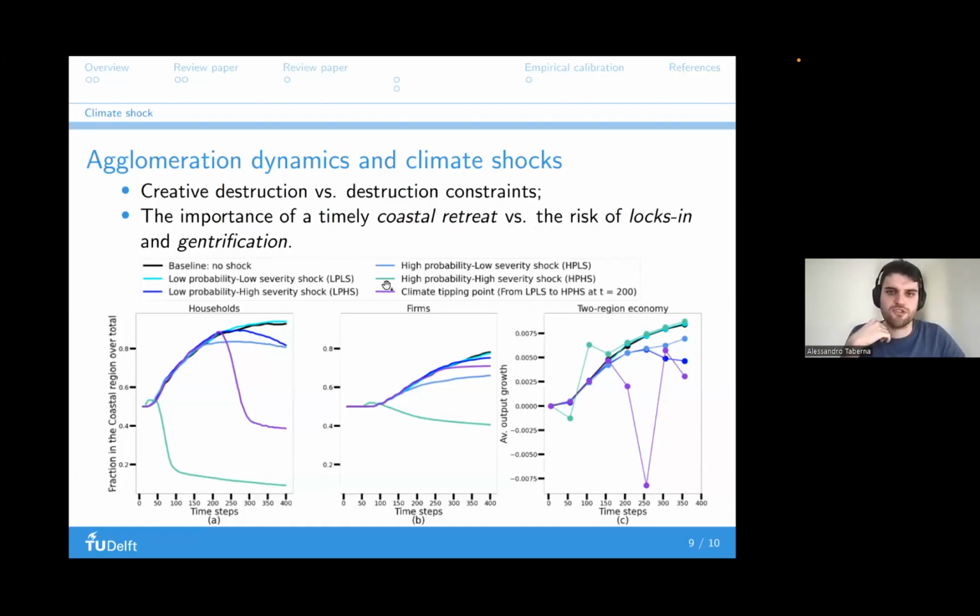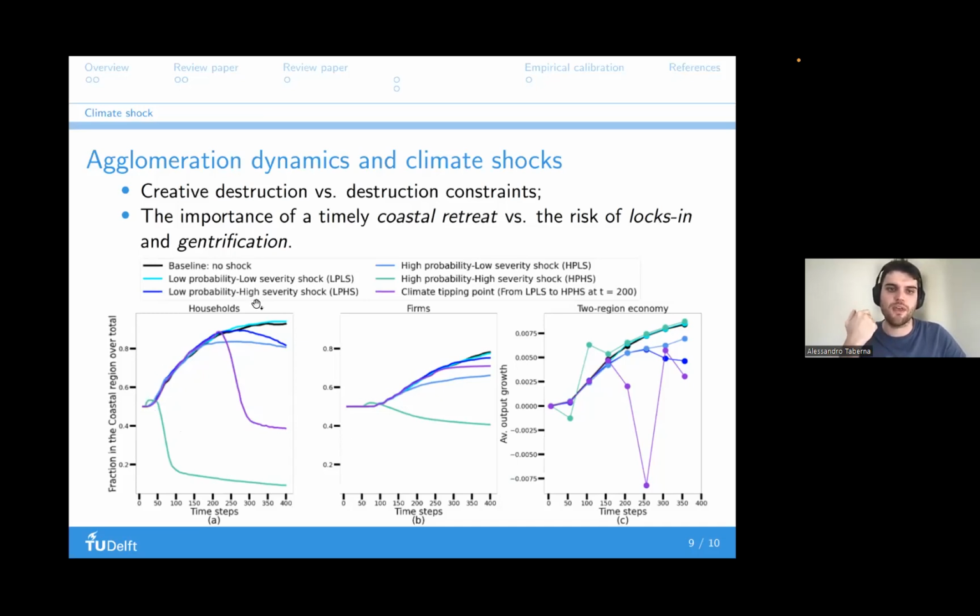Basically, these two effects can be shown in the purple against the green line in this figure. So you can see that, for instance, in the purple, we have a first half of the simulation in which the climate is stable, and in the second half, we assume a climate tipping point where hazards become more frequent and more severe. You can see we have an agglomeration process, and then part of the households might escape once the climate changes. But firms remain trapped in the region because they lack the resources and the economic incentive to leave. And this brings huge economic turmoil in the whole economy.